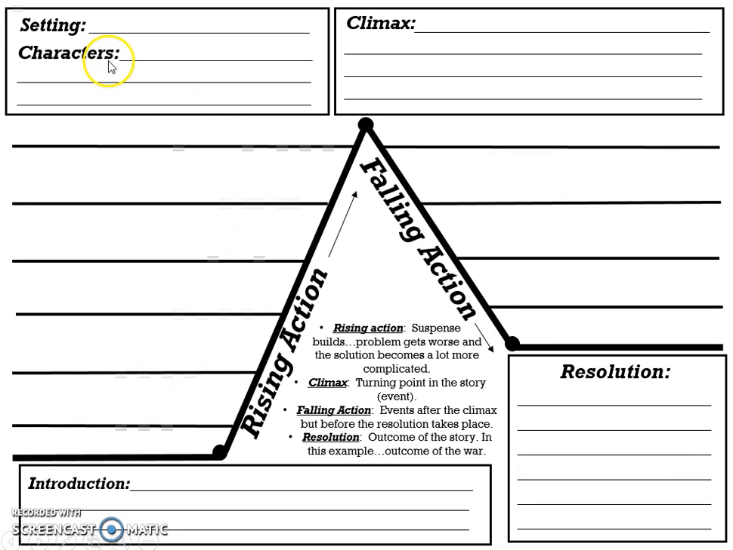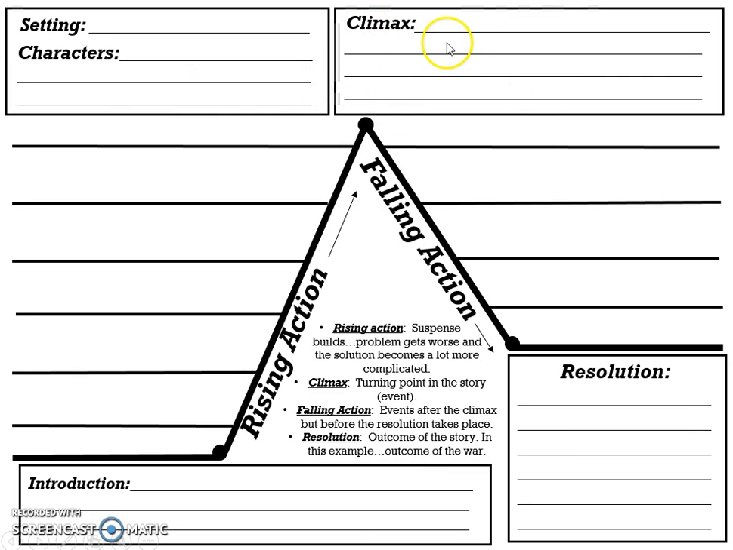Now, if you look up top here, you have the setting. You can be as generic as possible, whether it's a large location, or you can list all the various locations that the events took place during the cause of the American Civil War. The character piece are all the main people that you learned about that you will see in the article.